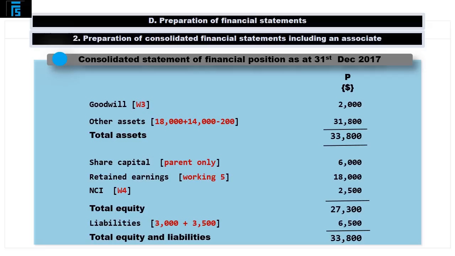Moving on to the equity section, the share capital of the group is always the same as the share capital of the parent, so €6,000. The group retained earnings total derived in working 5 was €18,800, whereas the carrying amount of non-controlling interest was €2,500 as computed in working 4, producing an overall consolidated equity balance of €27,300. Group liabilities are the sum of the relevant P and S numbers, coming in at €6,500, which brings the balance of consolidated equity and liabilities to €33,800.